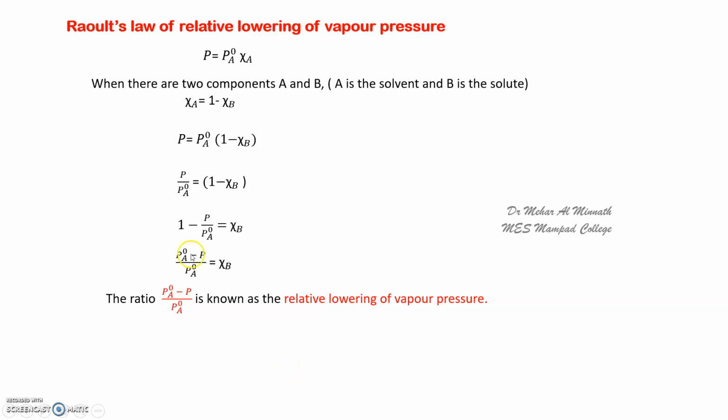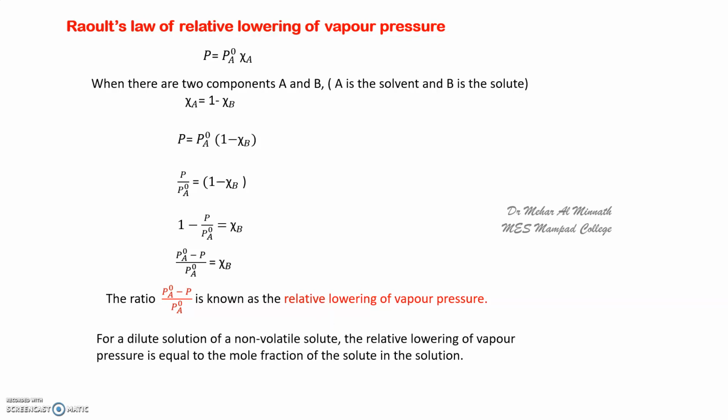Okay, P0 A minus P is nothing but the difference in the vapor pressure, the lowering of vapor pressure. That difference divided by the vapor pressure of the pure solvent gives us the relative lowering of vapor pressure. That is, to what extent, when compared to P0 A, or the vapor pressure of the solvent, how much has been lowered. That is relative lowering of vapor pressure. So remember, delta P and relative lowering of vapor pressure both are different.